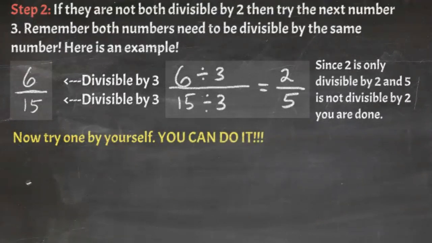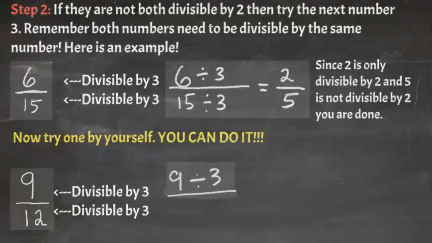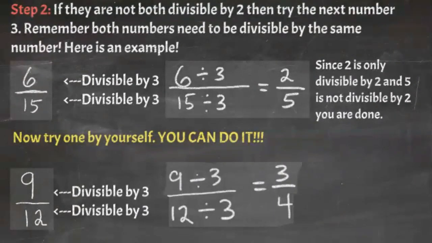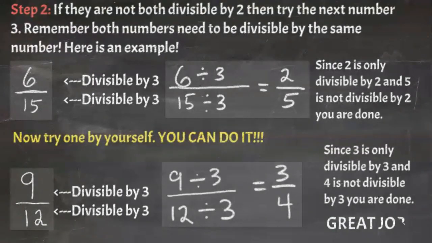Now try one by yourself. You can do it. 9 over 12. Pause the video here and try it yourself. I find that both are divisible by 3. So I have to rewrite it as 9 divided by 3 over 12 divided by 3, and that equals 3/4. Since 3 is only divisible by 3 and 4 is not divisible by 3, you are done. Great job.